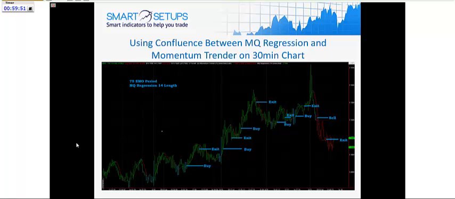This is RBOB, all right, using the same strategy, the confluence between the MQ regression indicator and using the momentum trender as well, the confluence between the two. Green and green, buy. Red and green, cover.